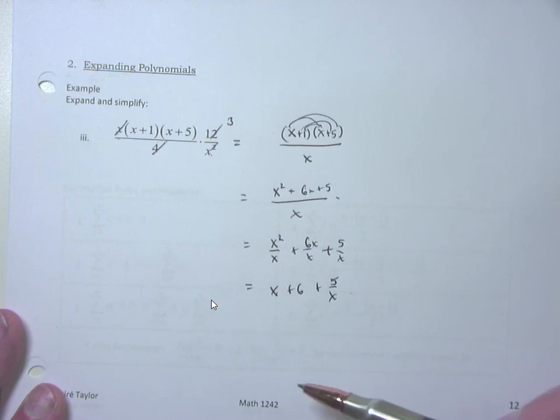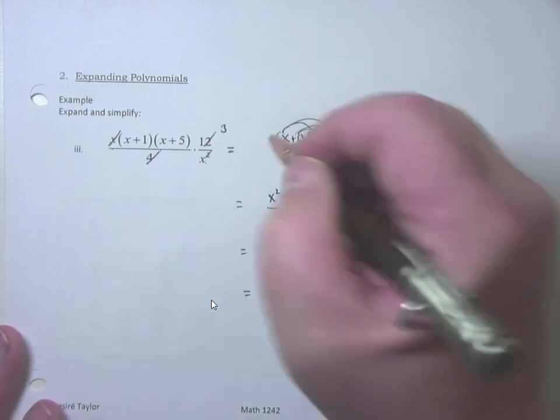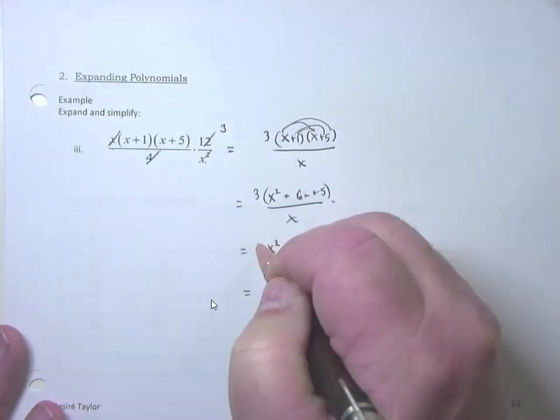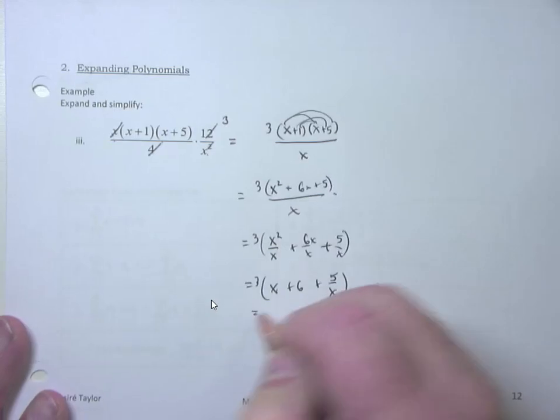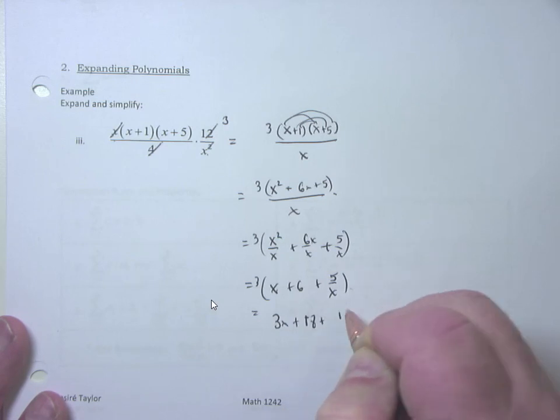Did I screw something up here? Is that times the 3? Oh, I forgot my 3. Thank you. All right. Times 3. Times 3. Times 3. Okay, and then I can put the 3 through. That'll be 3x plus 18 plus 15 over x.